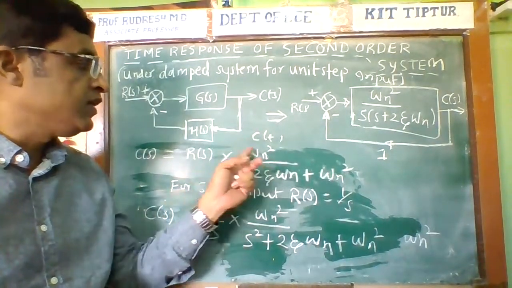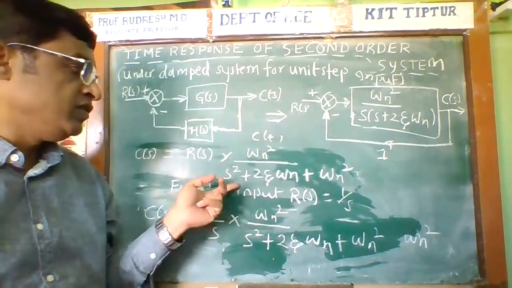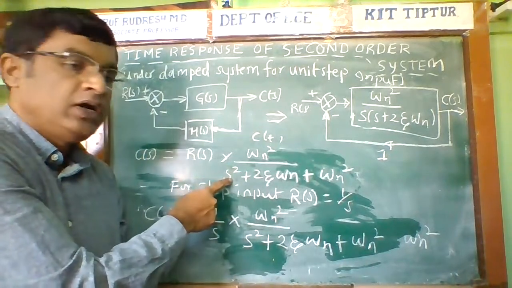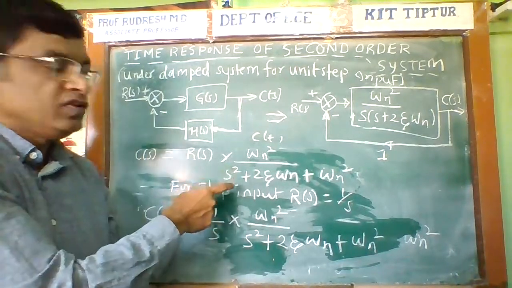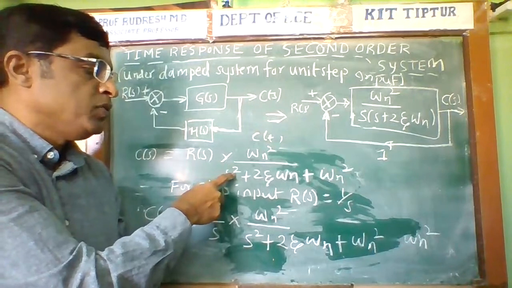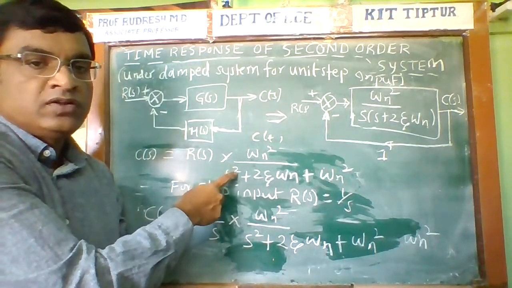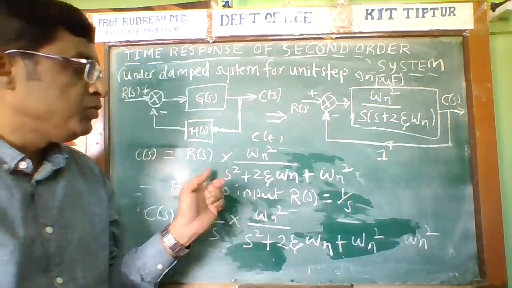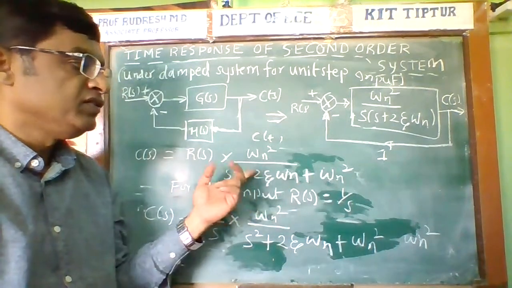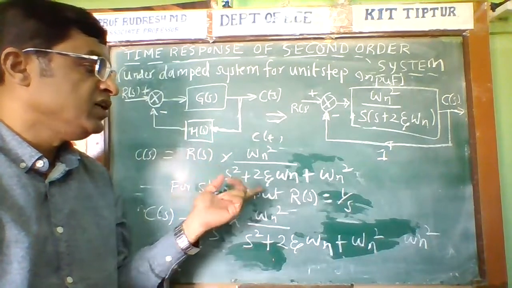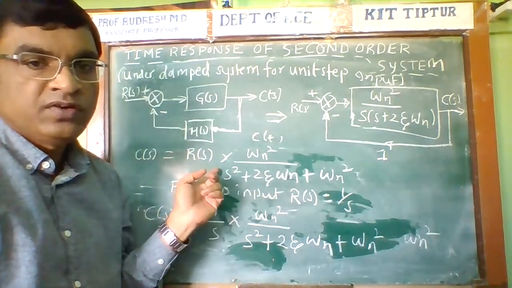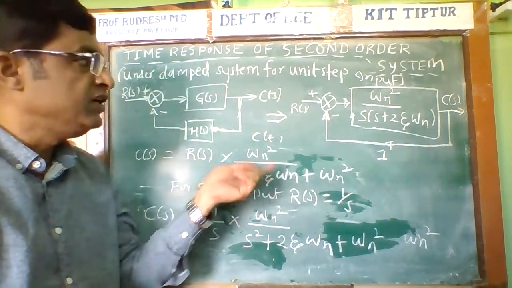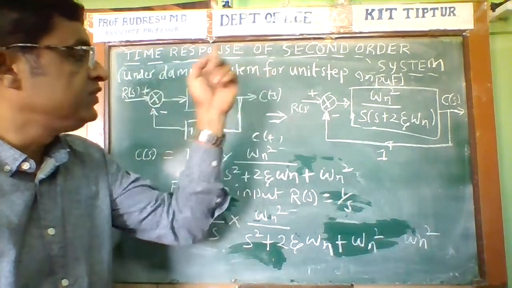Now this is called a second order system. Why is it called a second order system? In the denominator polynomial of the closed loop transfer function, if the highest power of s is 2, it is a second order system; if the power of s is 3, it is a third order system. The highest power of s in the denominator polynomial of a closed loop transfer function decides the order of the system.